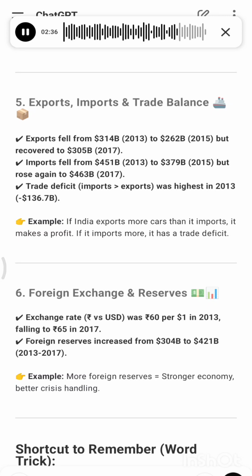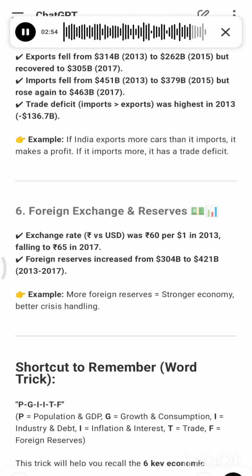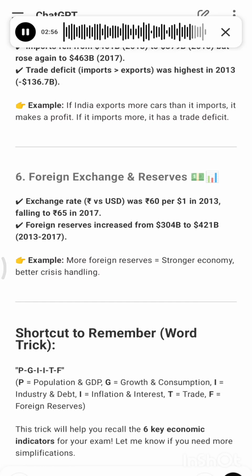6. Foreign exchange and reserves. Exchange rate versus US dollar was 60 per $1 in 2013, falling to 65 in 2017. Foreign reserves increased from $304 to 421 billion, 2013 to 2017. Example, more foreign reserves equals stronger economy, better crisis handling.